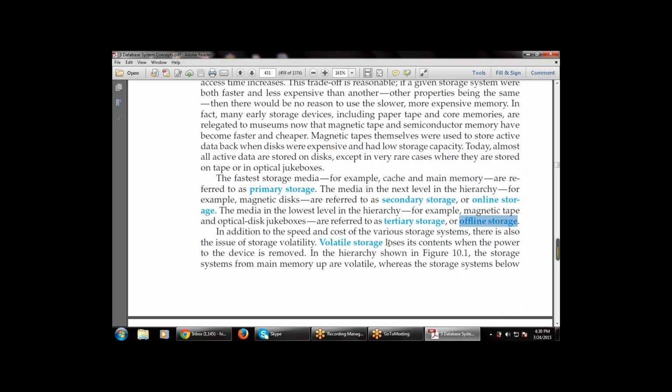In addition to the speed and the cost of the various storage devices, there is also the issue of storage volatility. A volatile storage loses its content when the power to the device is removed. So when the power has gone, the stored data is lost. That is known as volatile memory.